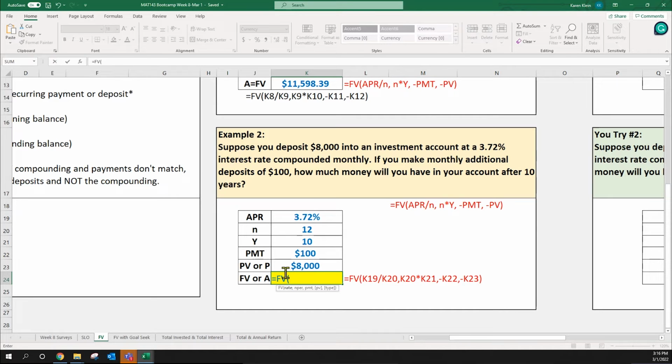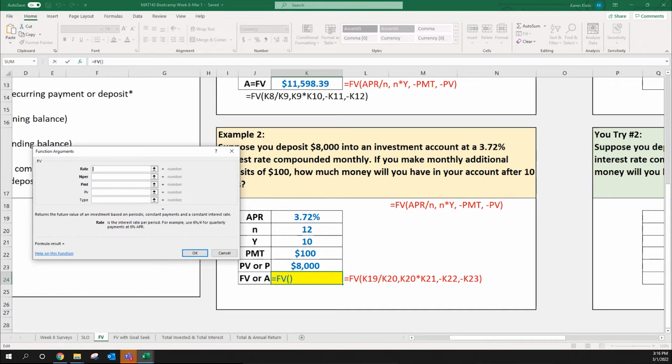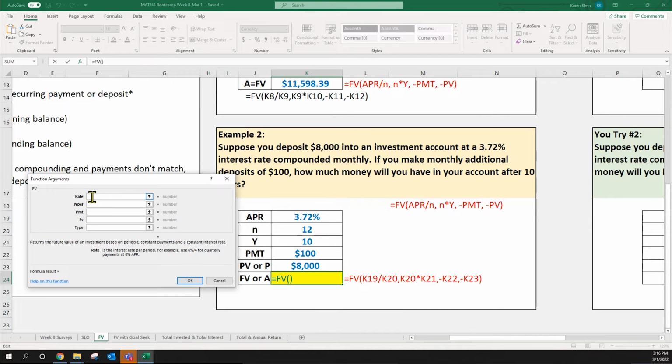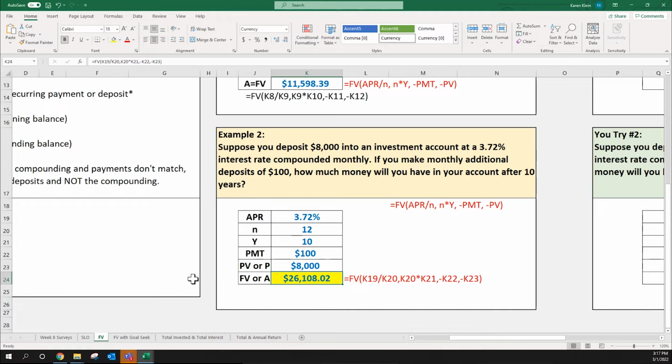And then we have to get at least the parenthesis to show that it's a function. Then we go up to our formula bar, and I'm going to click on that FX button. The rate is going to be the APR divided by the N. N is the number of times per year. This is going to be our N times Y. My PMT is minus the PMT amount, and our PV is minus PV. Then we hit OK.